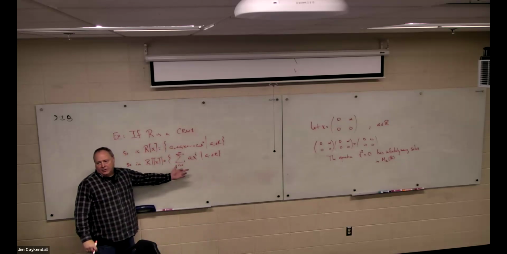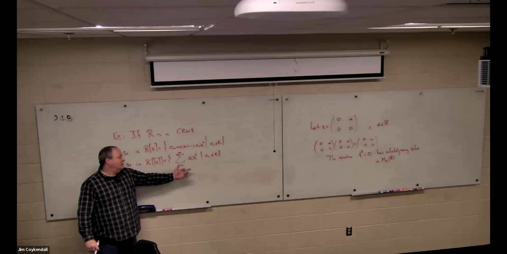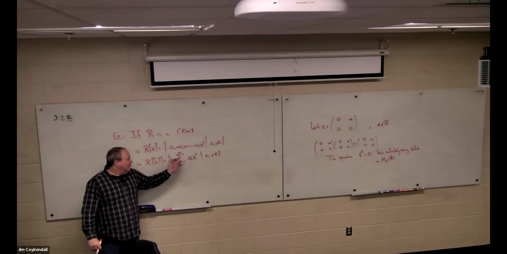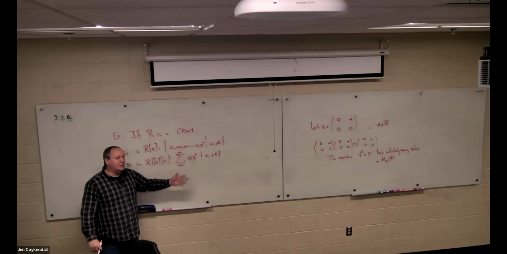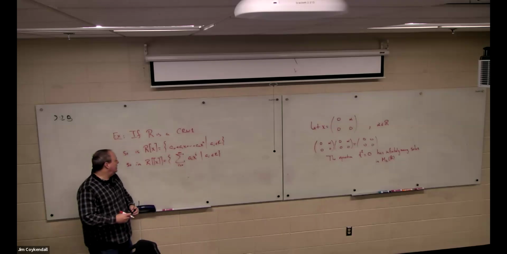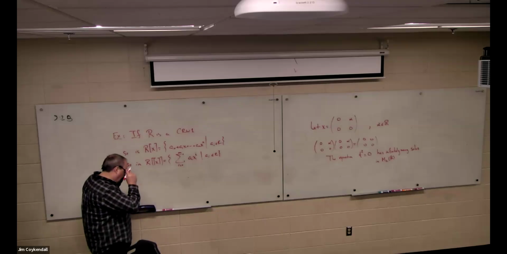Nobody's trying to plug in anything for X. That's where analysts make their mistake. These are just infinite. They're sort of like infinite polynomials. You treat them as symbols and add them and multiply them this way. These are another way you can build rings from.